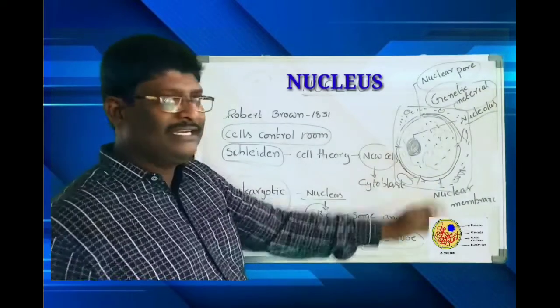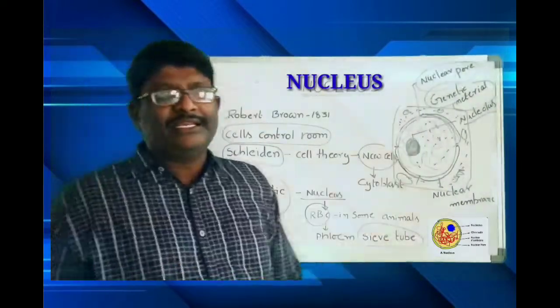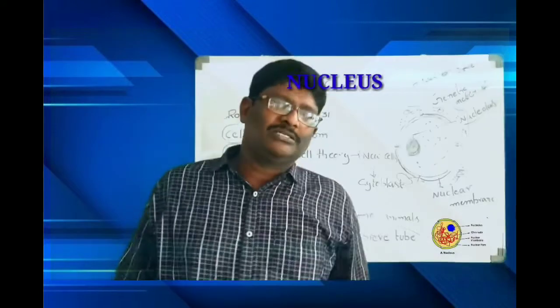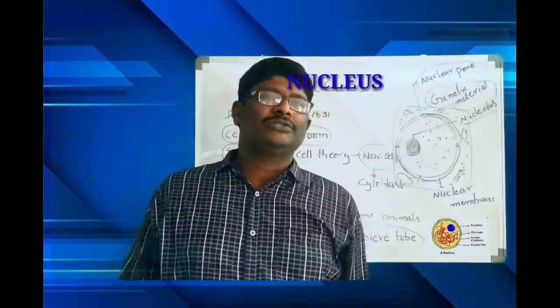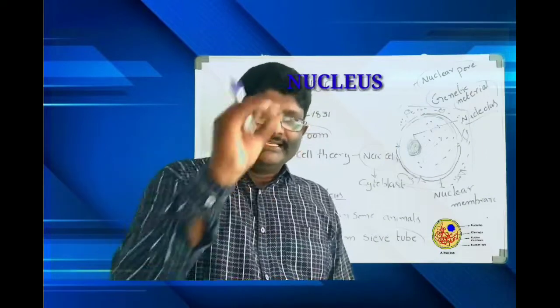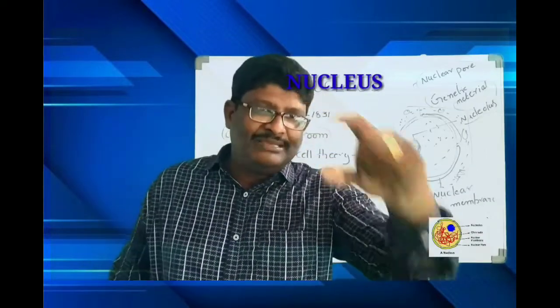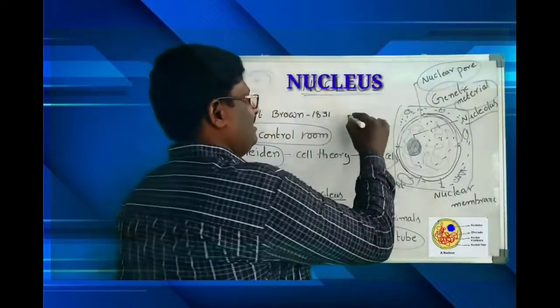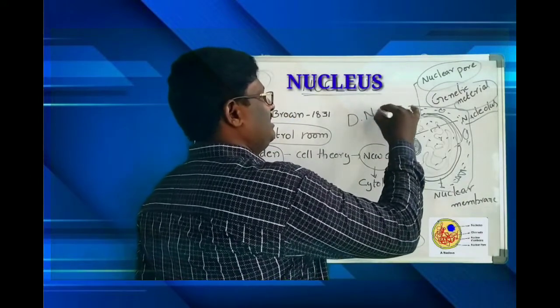In the genetic material, there are some chromosomes. In the chromosomes, there are genes. In the genes, there is a genetic material called DNA. What is that? DNA.